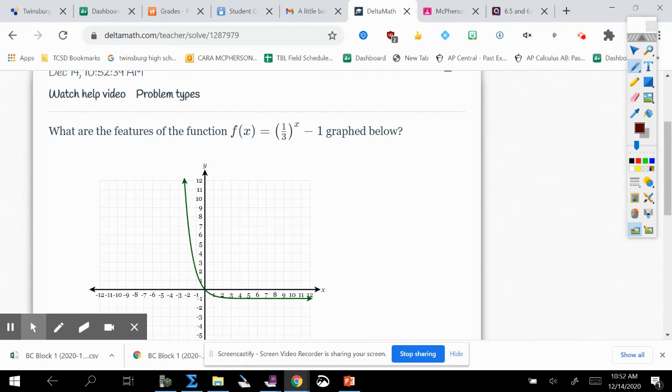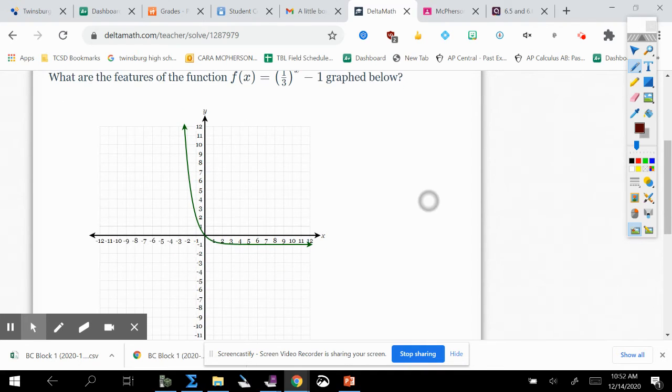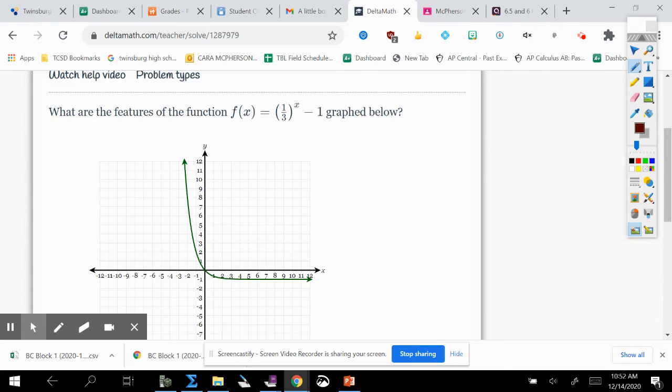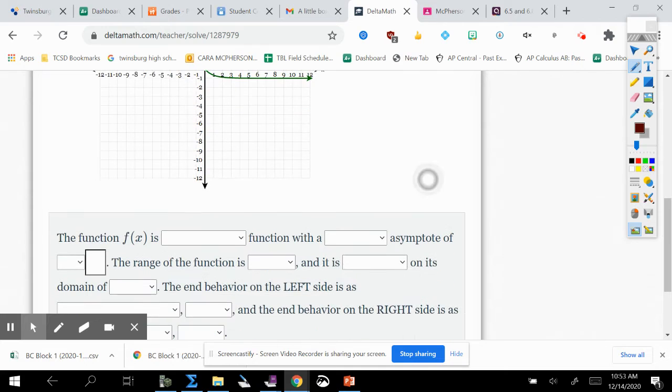And what I love about this is they will give you the graph, so you don't even have to mess around with your calculator. So they're going to give you this graph. The graph is of 1/3 to the x minus 1. You'll notice that it is a decay because it's dropping. And you can also tell that because your base value is less than 1. It's 1/3. So it's going to ask you a bunch of things.